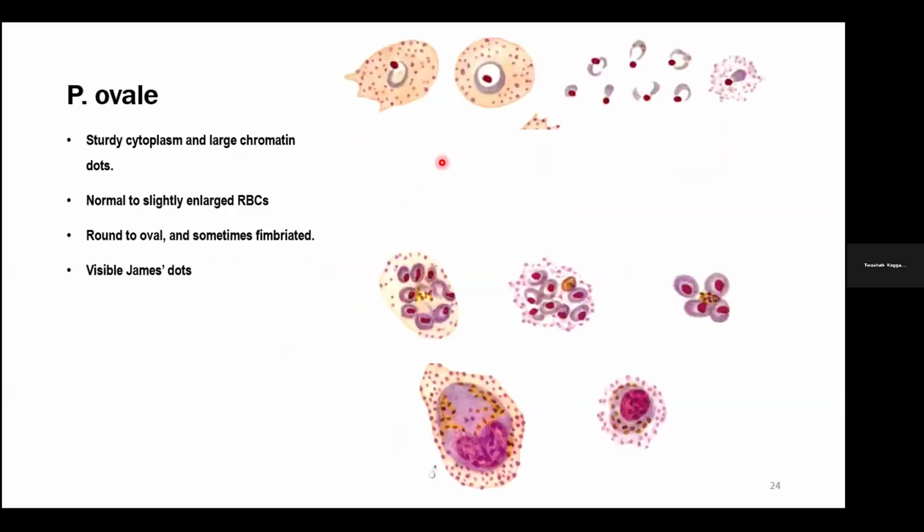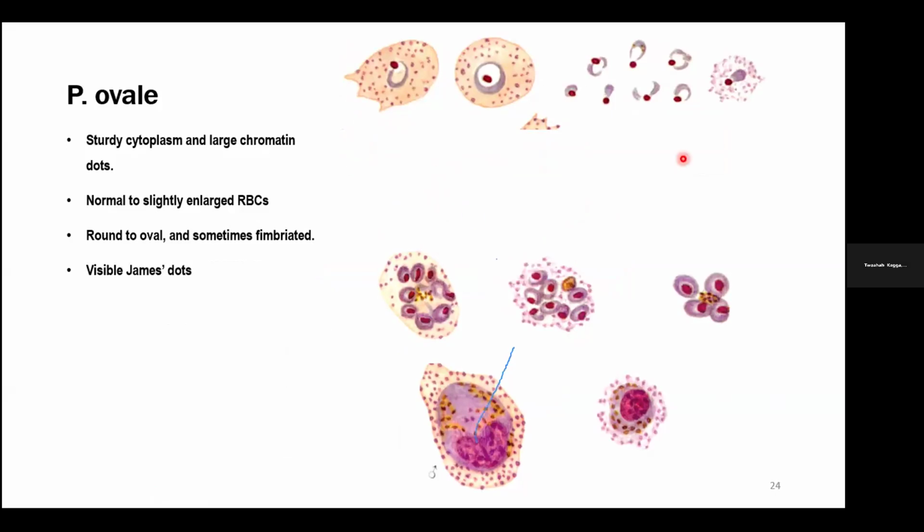Next, we are going to look at Plasmodium ovale. The distinguishing feature of Plasmodium ovale is that the infected red blood cell is made ovoid, sometimes with fimbriated ends. Like for this one, and this one, the ends are fimbriated. Also, the cell is made ovoid.